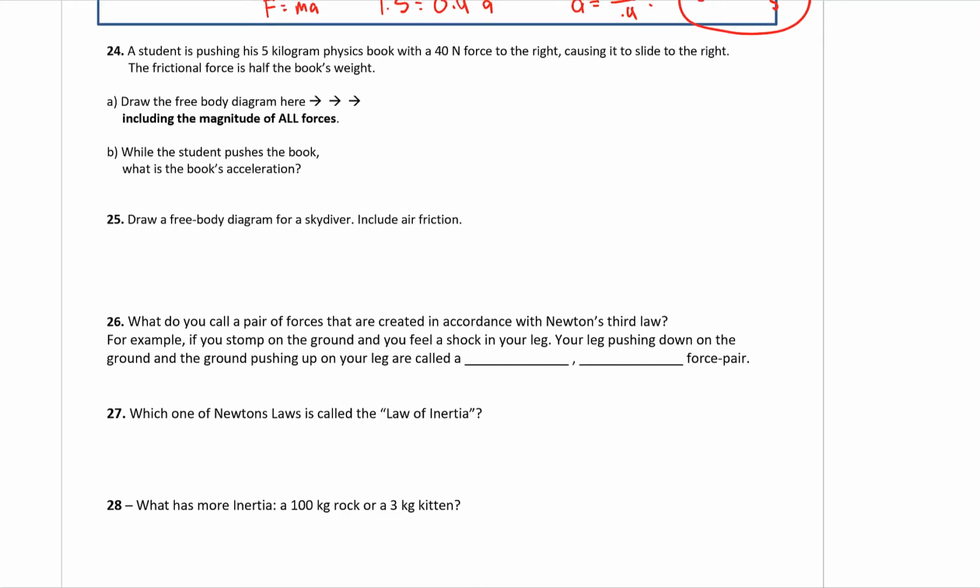And we've got another one, almost exactly the same problem. A student is pushing a 5 kilogram book with a 40 Newton force to the right. So we have a book. He's pushing it with a 40 Newton force to the right, and it's sliding to the right. The frictional force is half the book's weight, so we've got to figure out the book's weight.